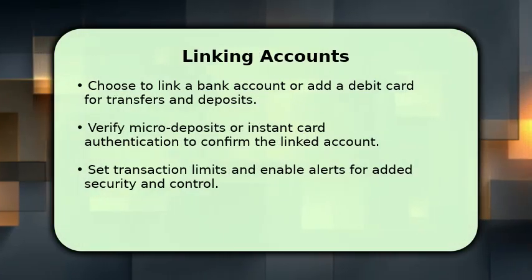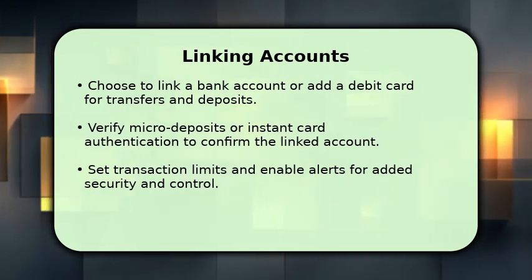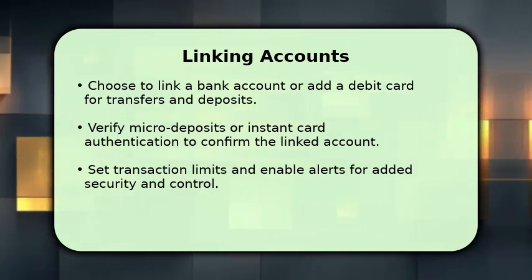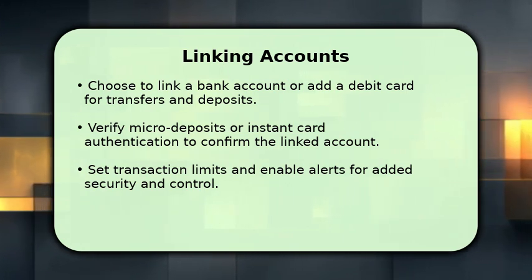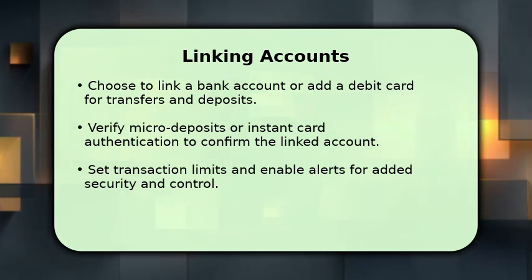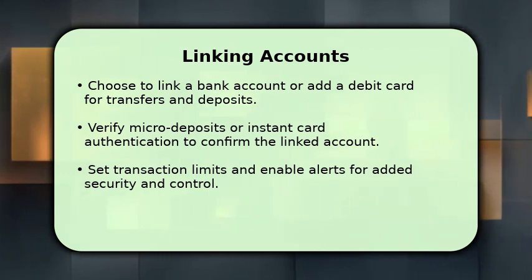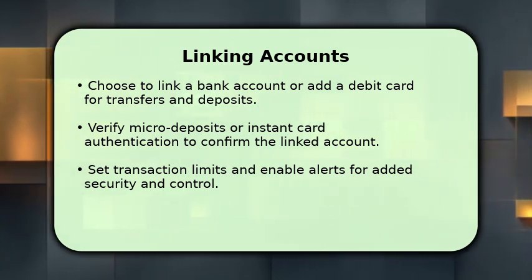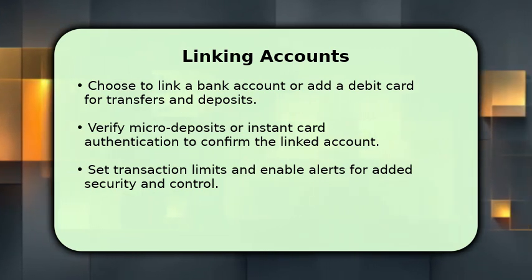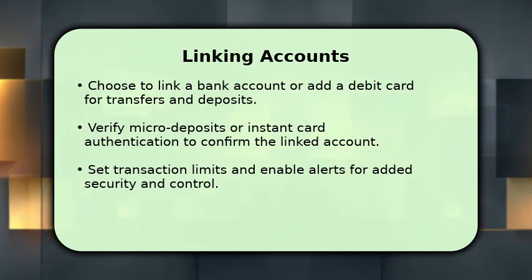After registration, choose whether to link a bank account or add a debit card for transfers. Follow the app method to verify with micro-deposits or instant card authentication to confirm your link. Set transaction limits, enable push and email alerts, and review privacy settings to keep control of activity. If you plan regular transfers, schedule or favorite payees to save time. These steps help secure your Ofbank account and streamline daily use.